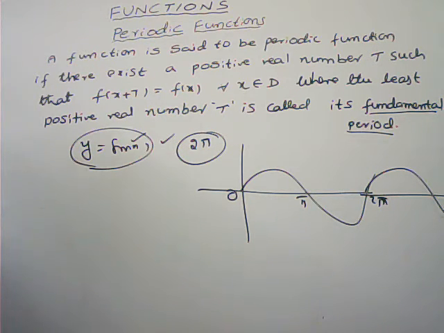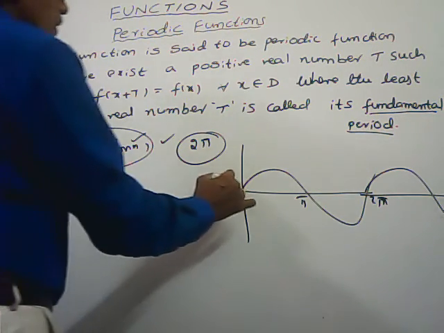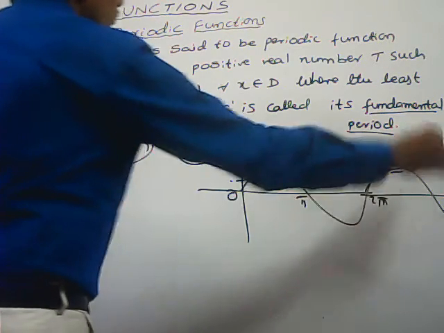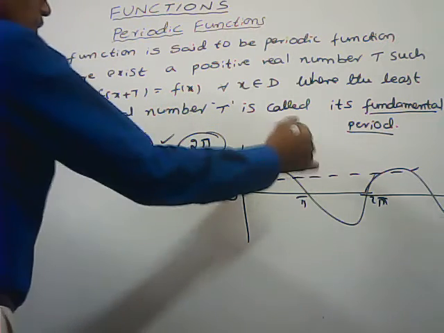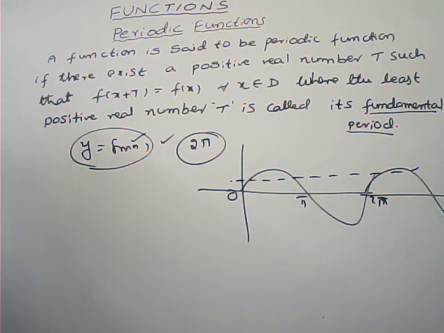And one more thing, for every periodic function, the inverse doesn't exist. Why? Because the graph of the curve repeats. If I draw a line parallel to the x-axis, it cuts the graph more than once. So for periodic functions, the inverse doesn't exist.